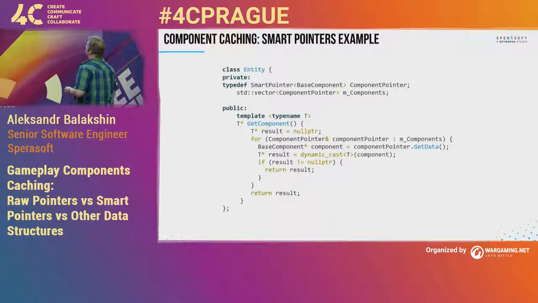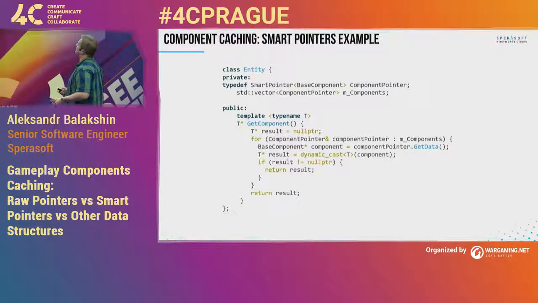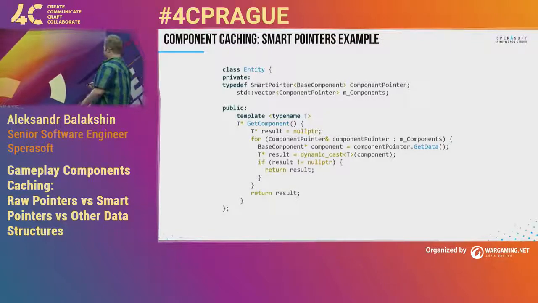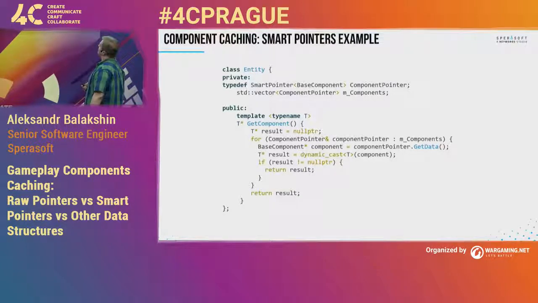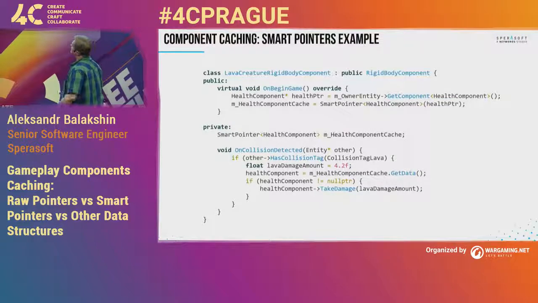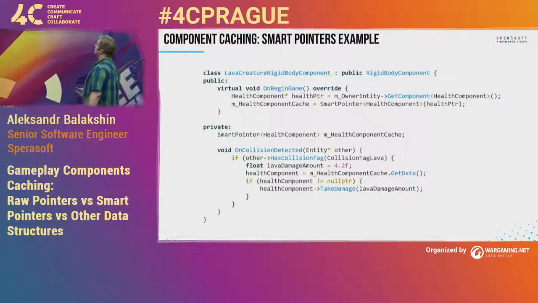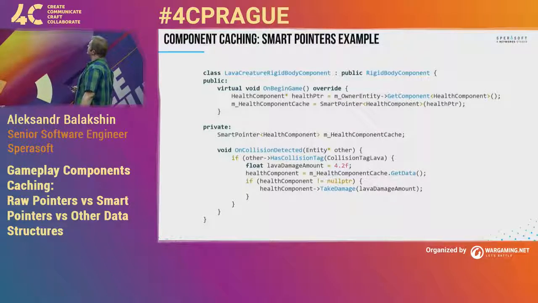So, move next. Let's try to apply this to our example. First of all, instead of a collection of raw pointers, we have a collection of smart pointers. We need to modify our get component method a little bit, and then inside the rigid body component we would also have a smart pointer to the required component. We create it on begin play, and on start we use it and apply damage.